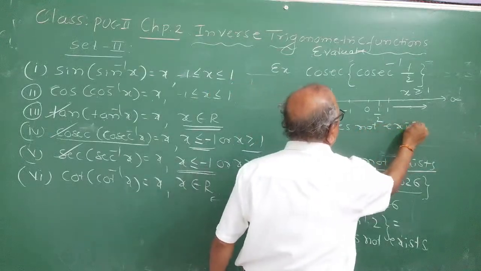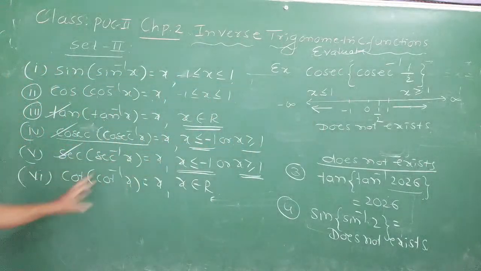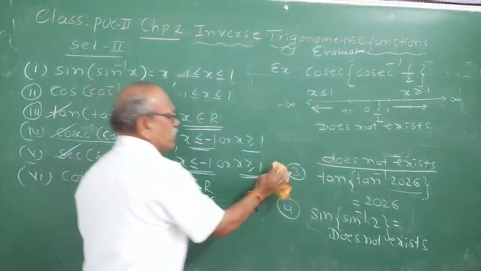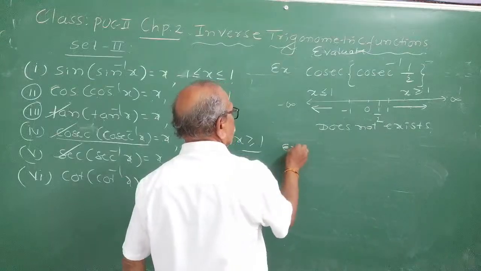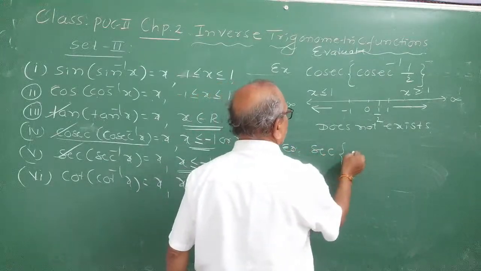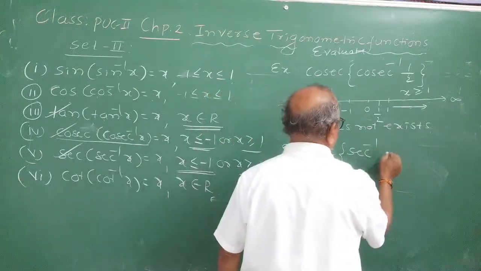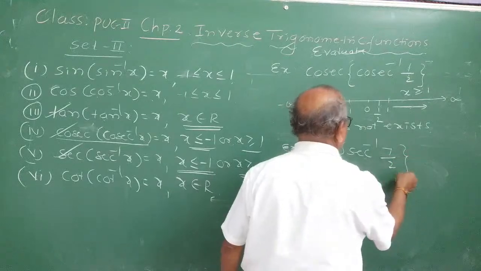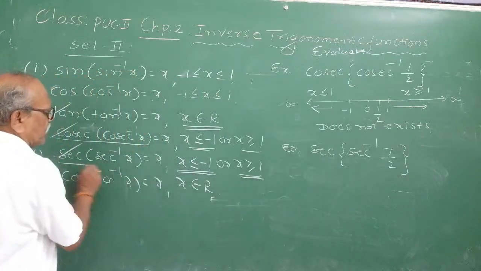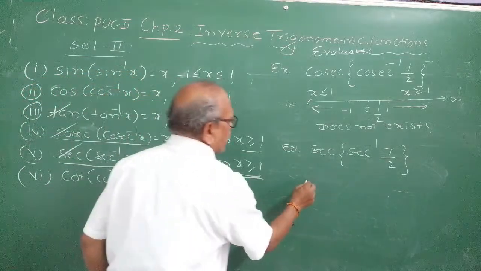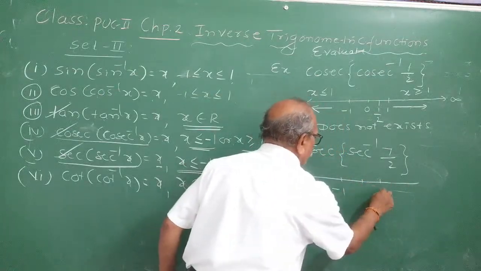I hope you understood the application of this particular property. You have to carefully observe the restrictions. Okay, got it? If I write, for example, sec inverse 7 by 2, observe where the sec can lie. Sec of sec inverse x is equal to x, provided x lies between what? X is minus 1, number line 1, 0.